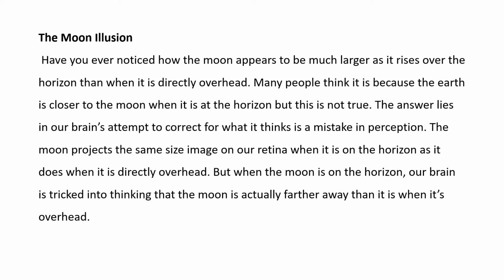And the answer is based on the brain's attempt to correct for what it thinks is a mistaken perception. The moon projects the same size image on our retina when it is on the horizon as it does when it is directly overhead. But when the moon is on the horizon, our brain is tricked into thinking that the moon is actually further away than it is when it is overhead.